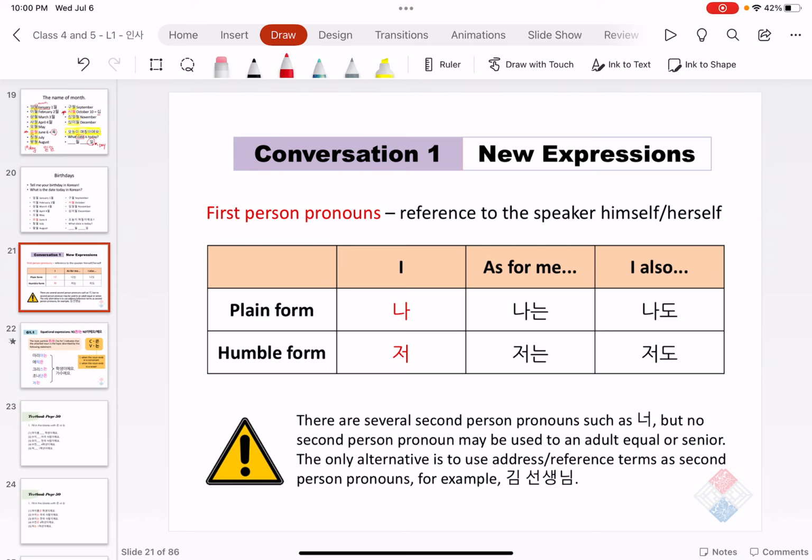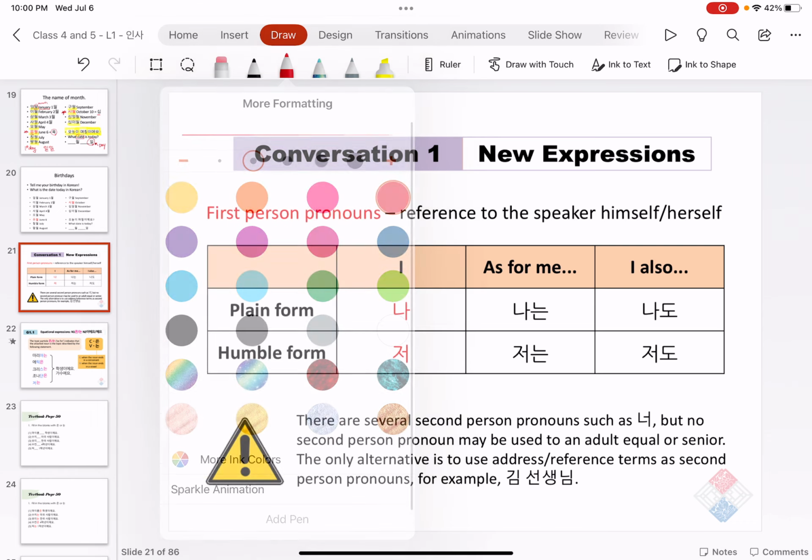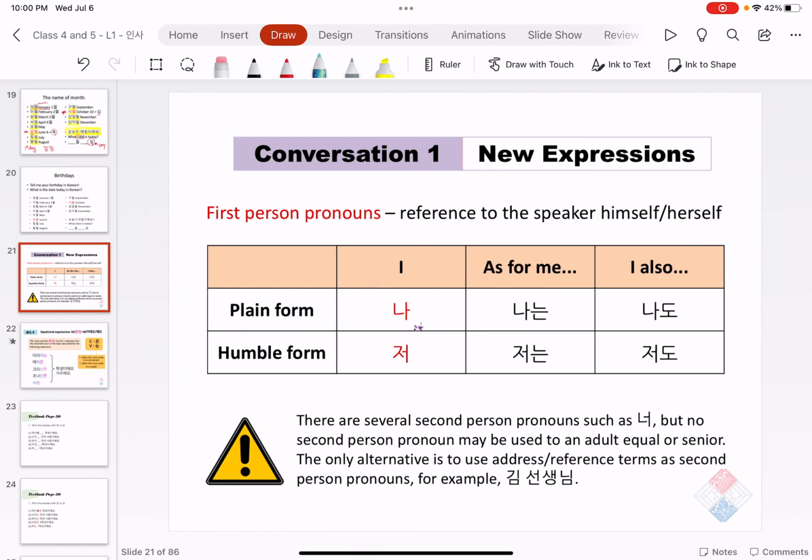And then we went over first person pronouns, and I'm going to kind of take this and explain a couple things here. So 나 is a plain form. And then 나는, so that topic particle 는 or 은, that's actually kind of distracting. I'm going to turn that off. 는 follows first noun.